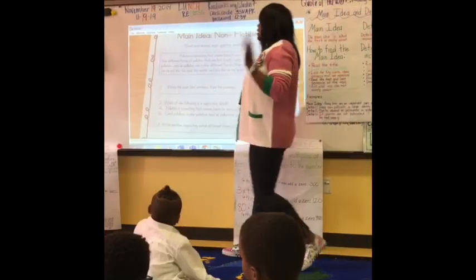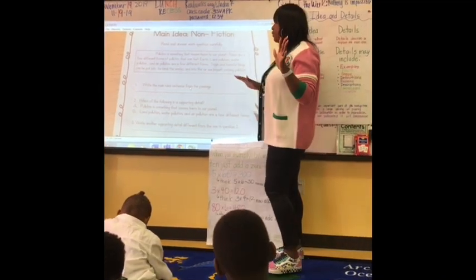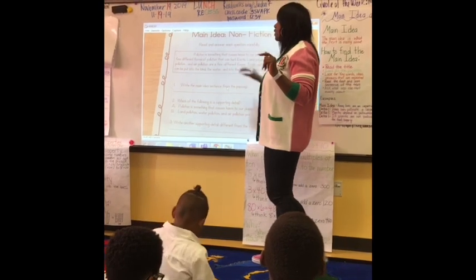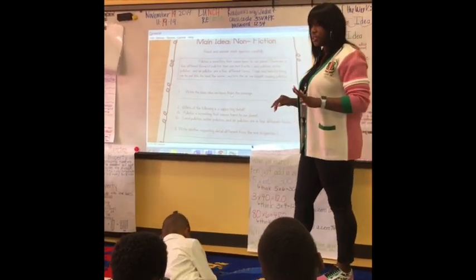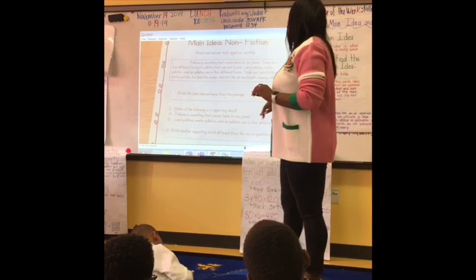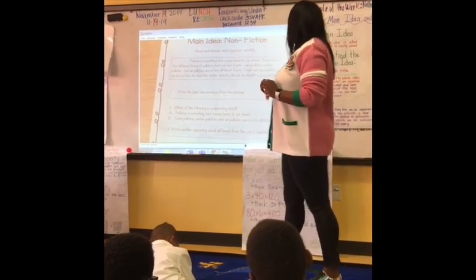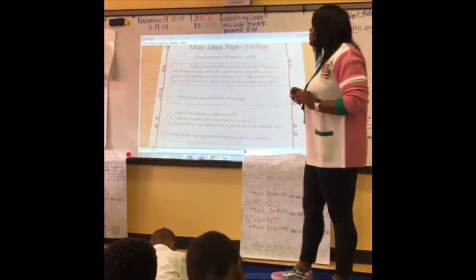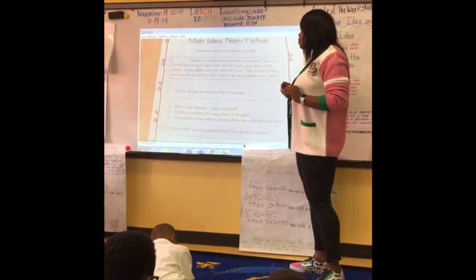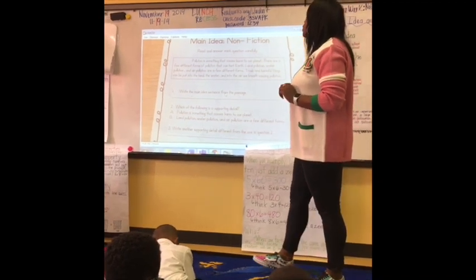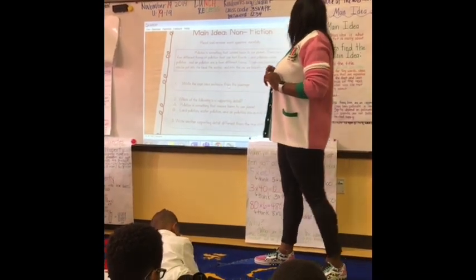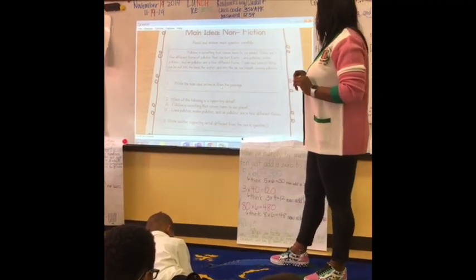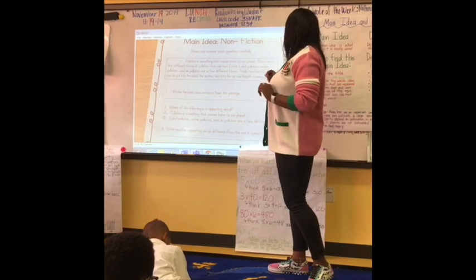Okay, so in our passage, I'm going to read it quickly for us. It says, read and answer each question carefully, because it's very important that we read the directions when we're getting ready to do an assignment, right? Pollution is something that causes harm to our planet. There are a few different forms of pollution that can hurt Earth. Land pollution, water pollution, and air pollution are a few different forms. Trash and harmful things can be put into the land, the water and into the air we breathe, causing pollution.